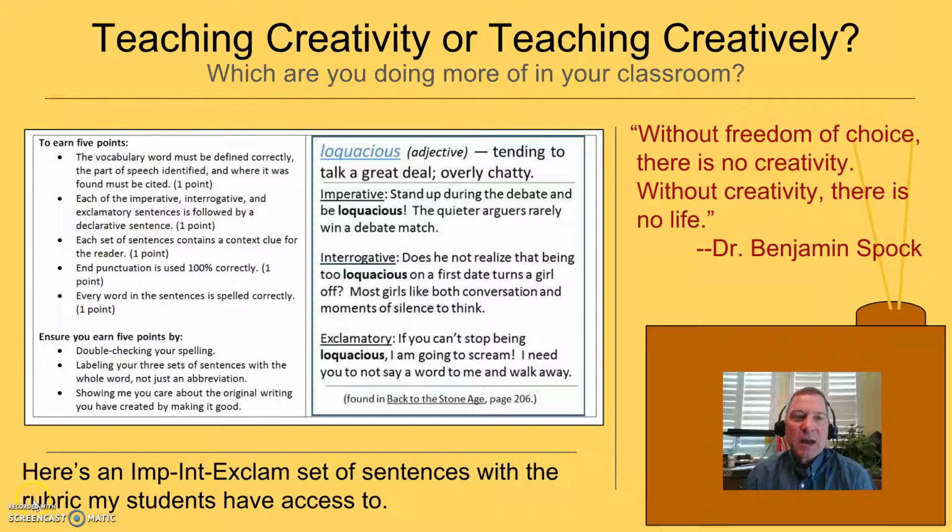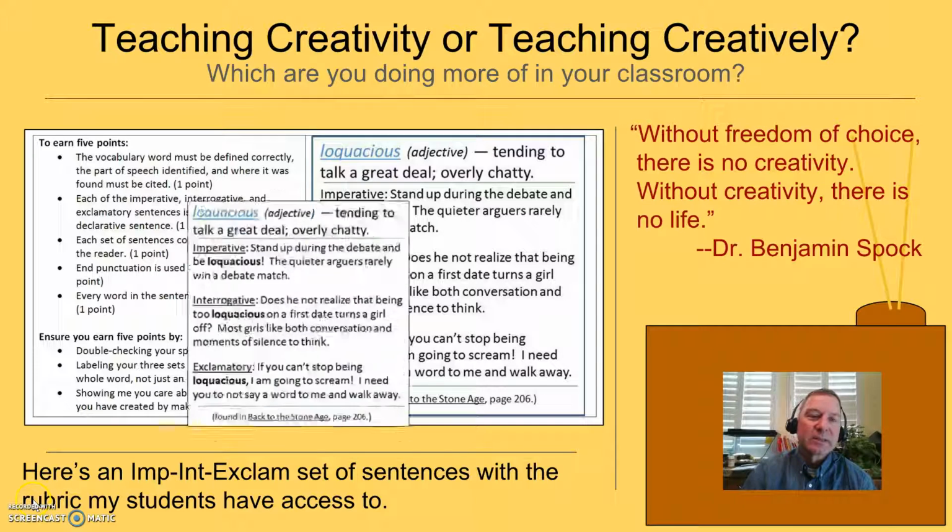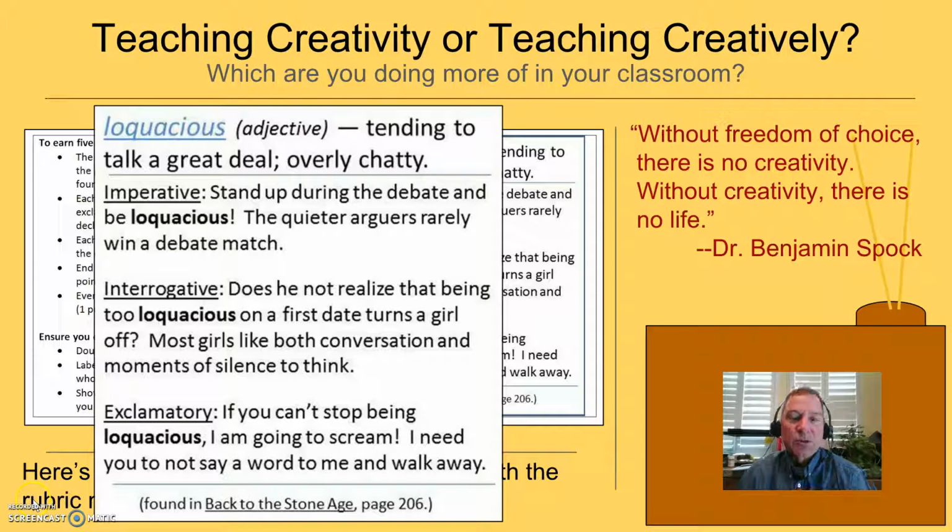Each of these, my students have a binder, but they also can get these online. Each of them comes with the 5 criteria of what they have to do to get full points on this activity. And then it also comes with the teacher exemplar, which is what you're looking at. This is the one I created.